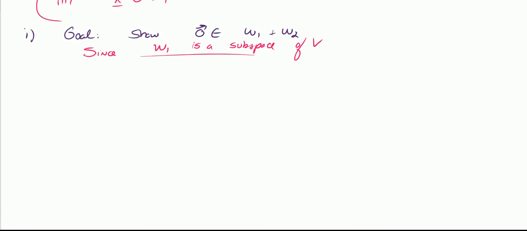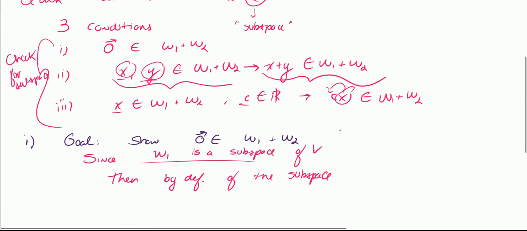Now, since W1 is a subspace of V, then by the definition of the subspace, one of the three conditions for a subspace to actually be a subspace is for the zero vector to belong to that set.